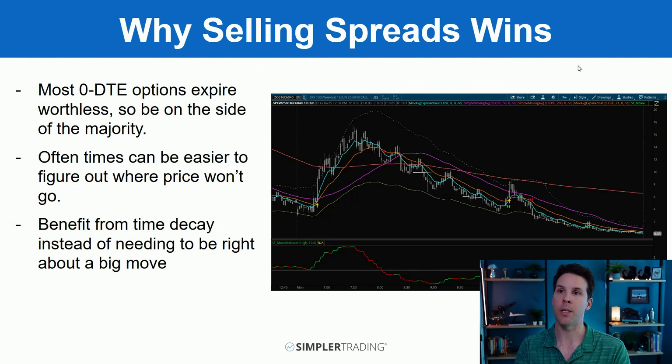And so oftentimes it can be easier to figure out where price won't go. A lot of this, we can talk about any kind of stock, and the same thing is true for monthly options, quarterly options, LEAPS, doesn't matter. Everything I'm talking about is the same. We're just applying it to 0DT, meaning that basically it's today.